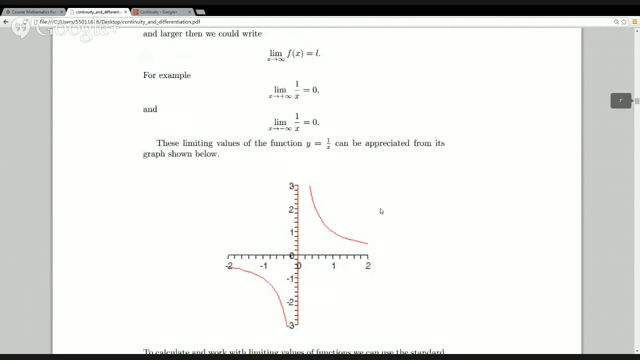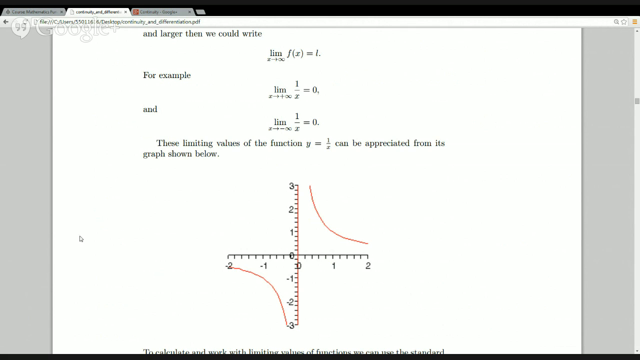So sticking with this function 1 over x, you can say that the limit as x approaches plus infinity of 1 over x is 0. Okay, so as you let x get larger and larger in the positive direction, the function 1 over x is getting smaller and smaller, and there's no limit to how small it's going to get. Okay, but it's always strictly positive. It's just getting closer and closer to 0. So the limit as x approaches infinity of 1 over x is 0.